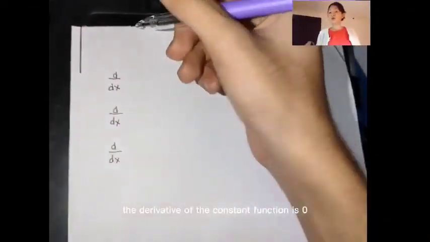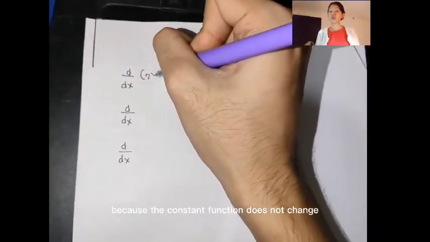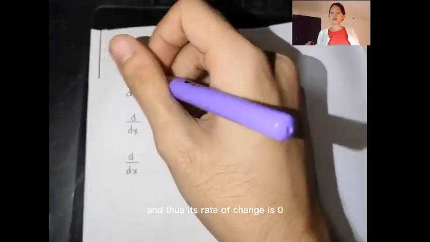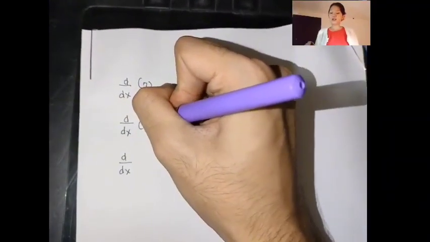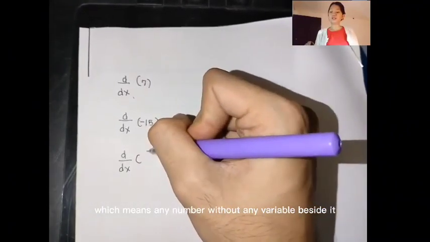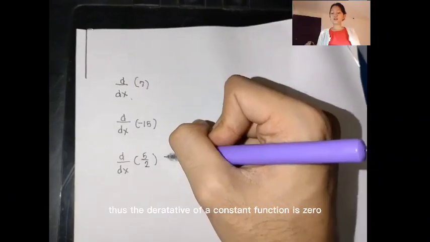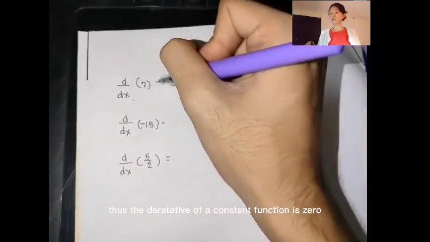The derivative of a constant function is 0 because a constant function does not change, and thus its rate of change is 0, which means any number without any variable beside it will always be equal to 0. Thus the derivative of a constant function is 0.